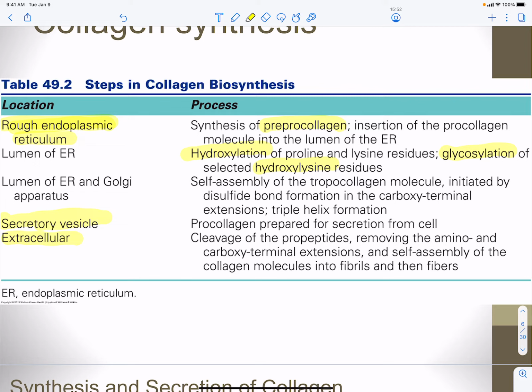And you also get glycosylation of your hydroxylysine residues. They then, in the ER, as well as it moves through the Golgi, are going to become the tropocollagen molecule and self-assemble, and this goes by the formation of the disulfide bonds in the carboxy terminal, and you get the triple helix formed in this space. This triple helix then is going to be secreted, and then you get cleavage of these propeptides, removing amino and carboxy terminals, and then you get assembly into collagen molecules, into fibers, and then what makes up the extracellular matrix.